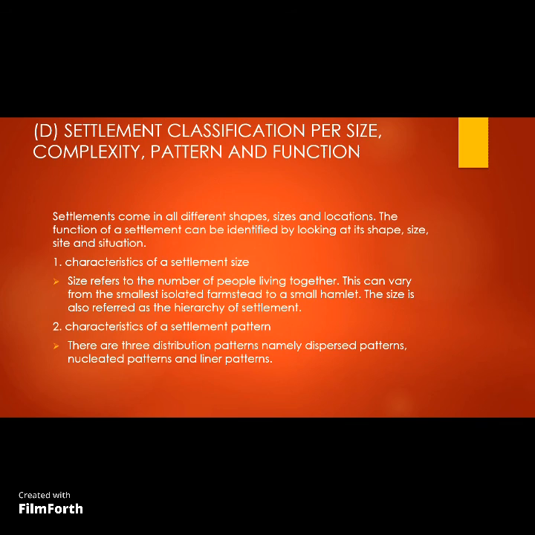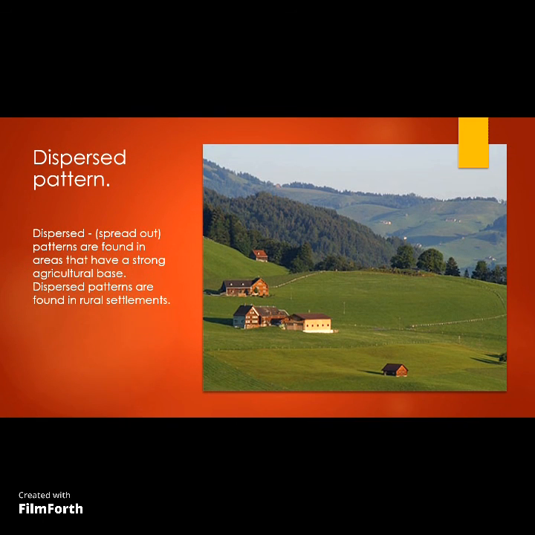Number two, we're going to unpack the characteristics of a settlement pattern. There are three distribution patterns, namely dispersed pattern, nucleated pattern, and linear pattern. Now we're going to unpack the three distribution patterns in detail. The first one is dispersed pattern. Dispersed patterns, also known as spread out patterns, are found in areas that have a strong agricultural base. Dispersed patterns are found in rural settlements.